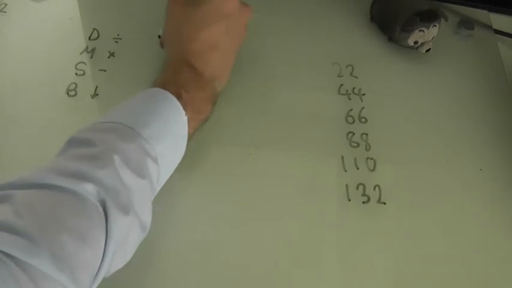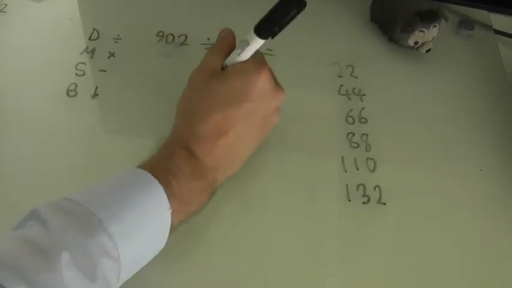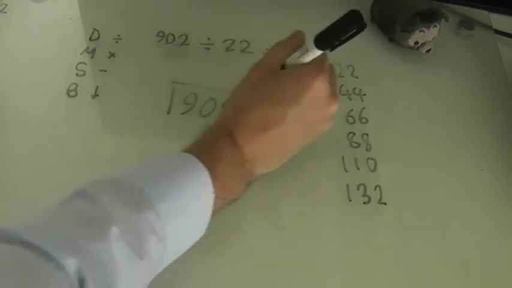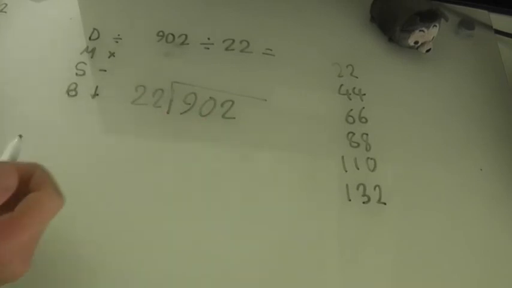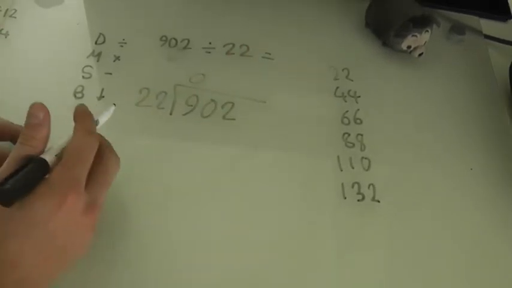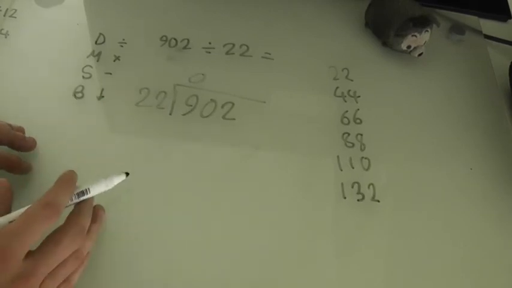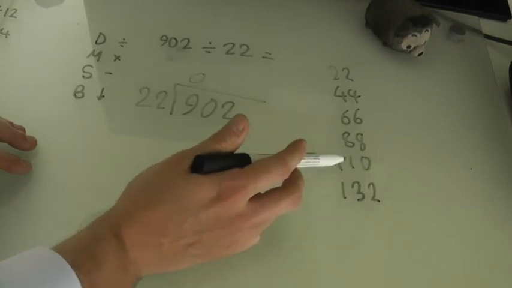Okay, let's have a look at the first one then. I hope you found them alright. We've got 902 divided by 22 equals. So we write it out as normal. We know that 22 can't go into 9, so we put our 0. We now need to do how many 22s go into 90. So we go and have a look. 1, 2, 3, 4. We can't go any higher.